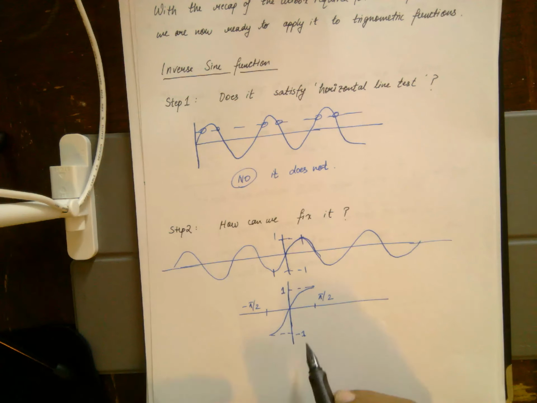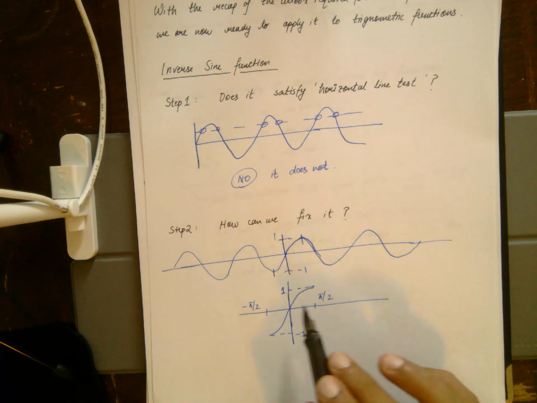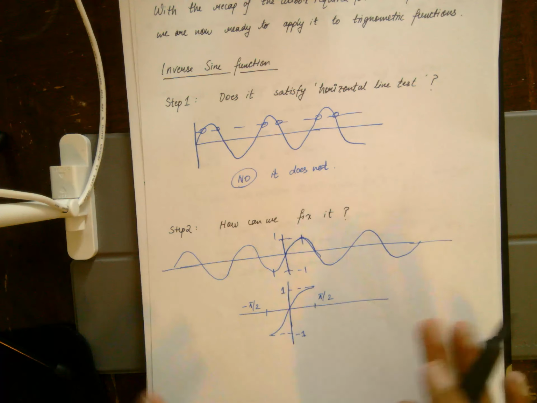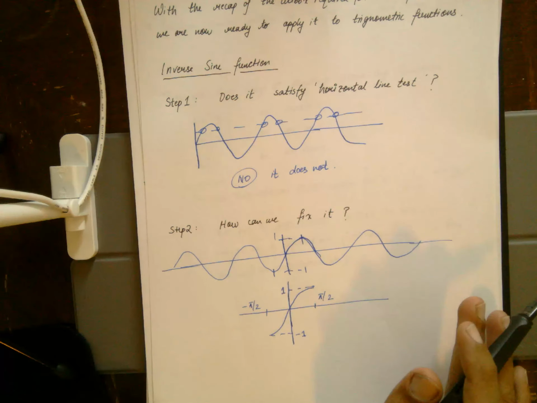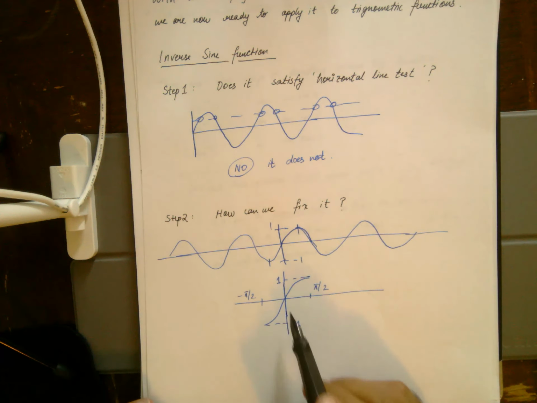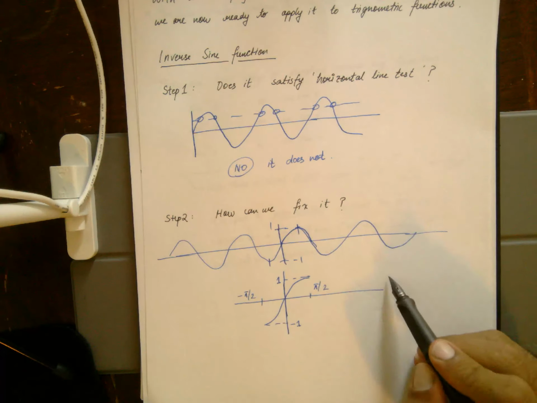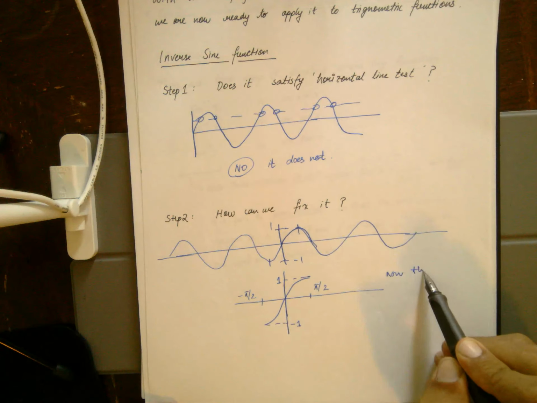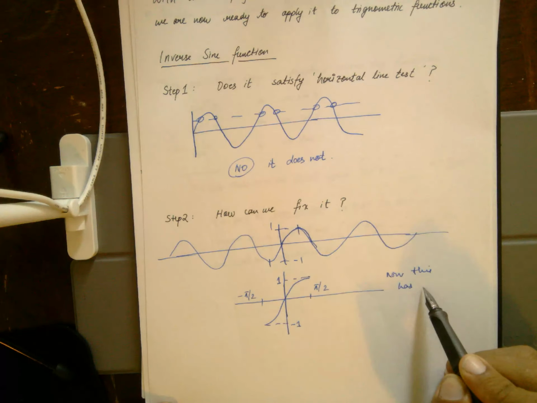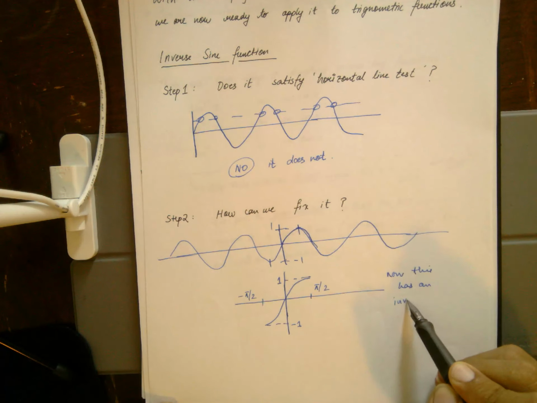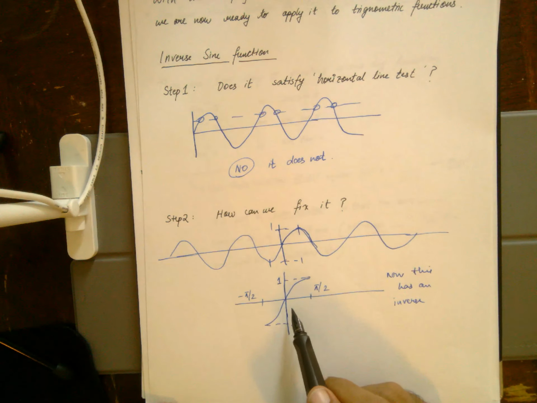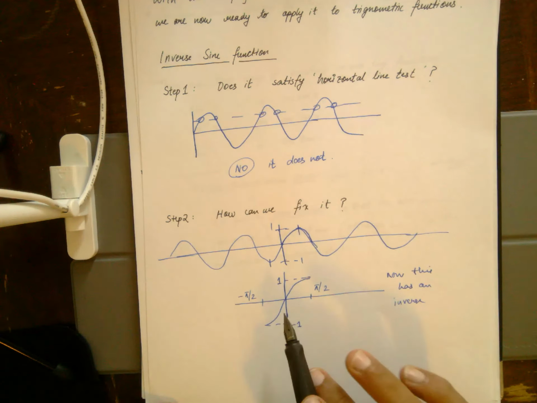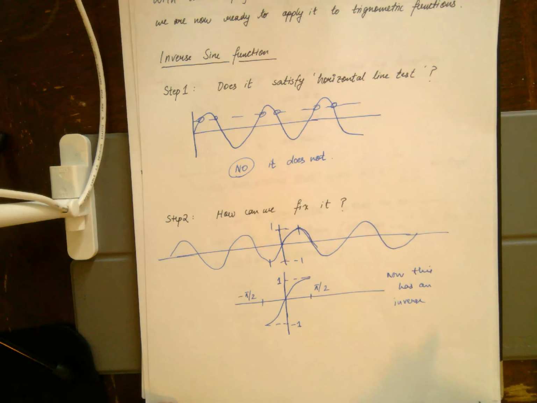So what we have done now is we took the sine graph and we chopped off all the parts that were causing problems, and then we fixed it. So now this has an inverse. Careful that this is not the inverse function's graph. This is just us fixing the sine graph so that it passes the horizontal line test, which means that it has an inverse.